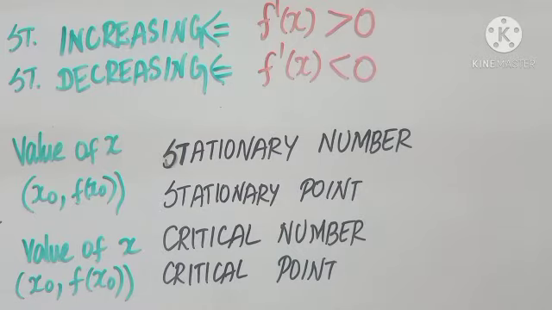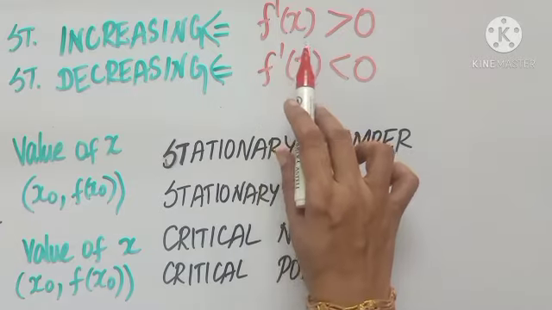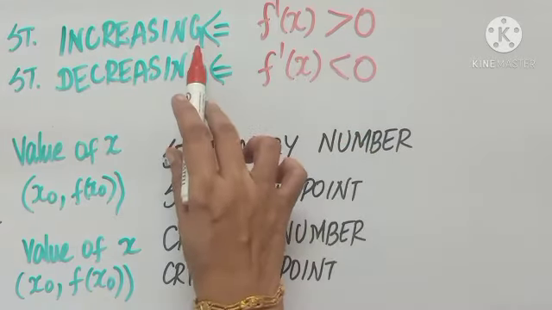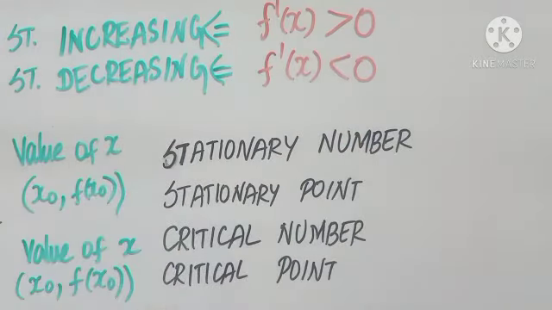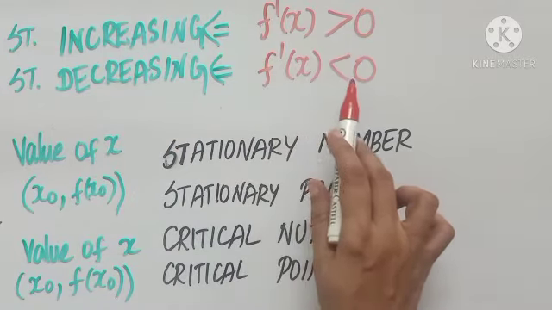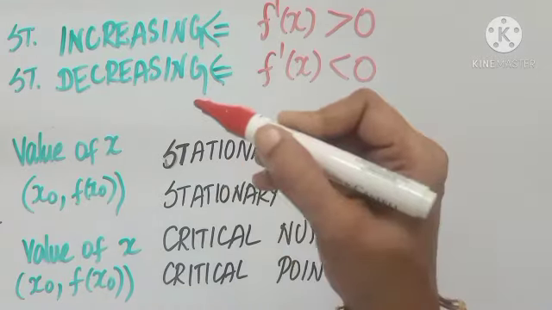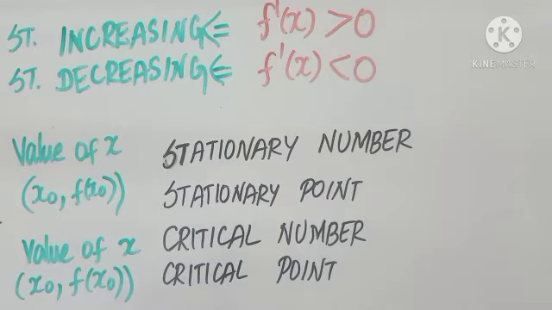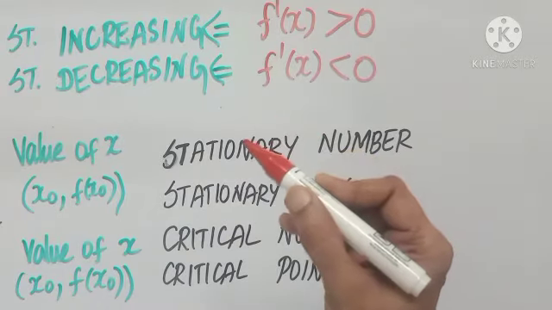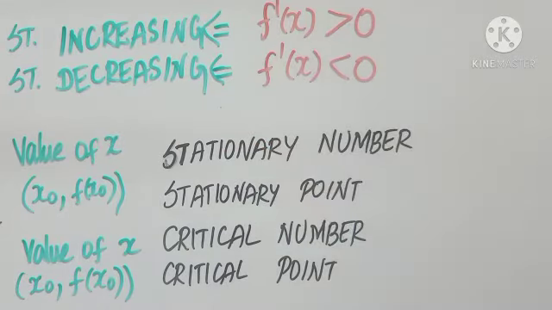In the earlier class we learned f dash of x greater than 0 implies f is strictly increasing, and f dash of x less than 0 implies f is strictly decreasing. Now the question is, if f dash is equal to 0, when is it increasing and when is it decreasing? It cannot change all of a sudden. At a point it stands still, neither increasing nor decreasing.